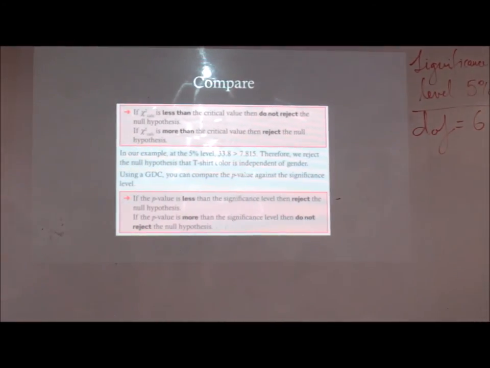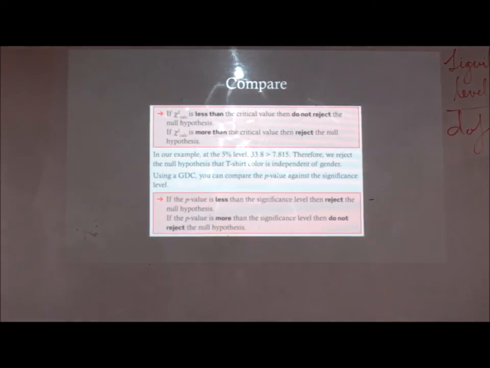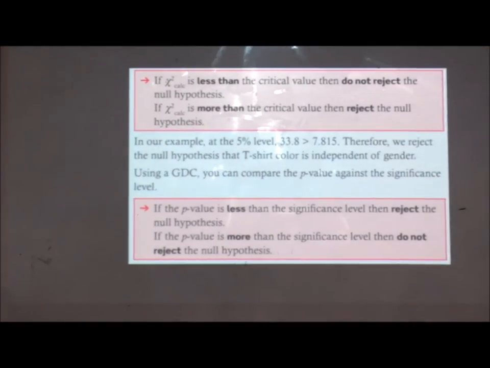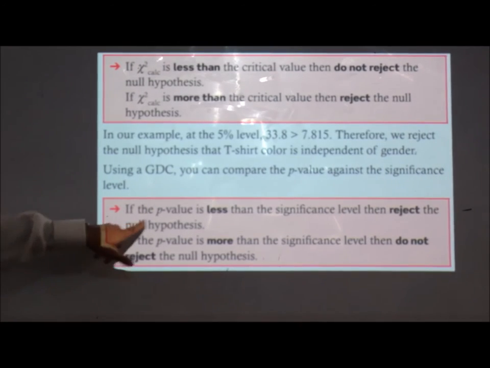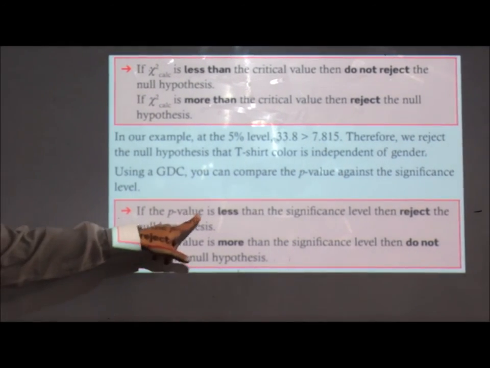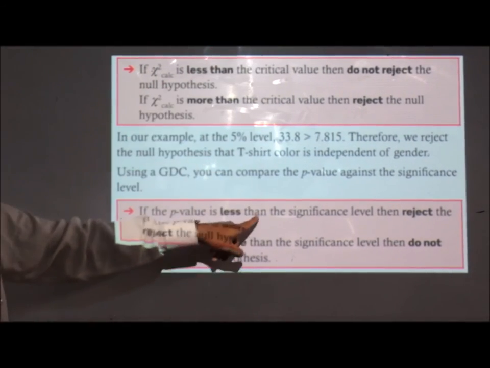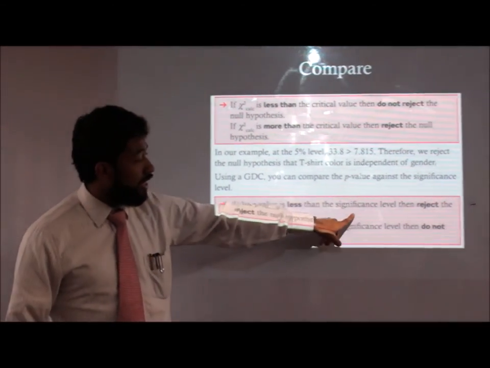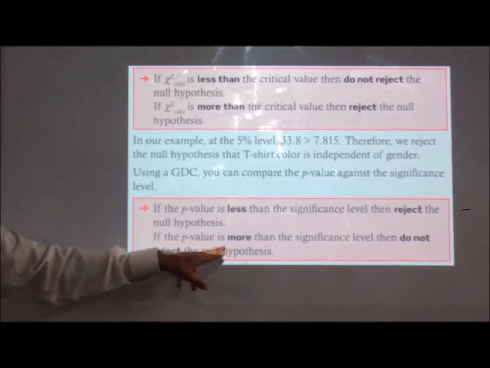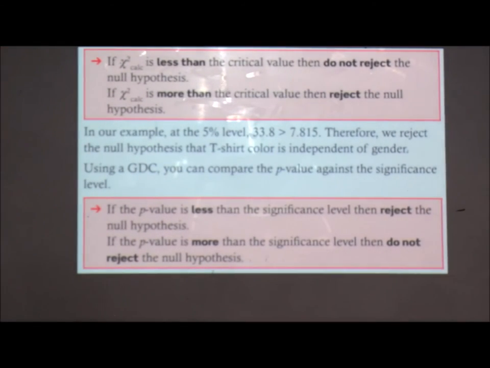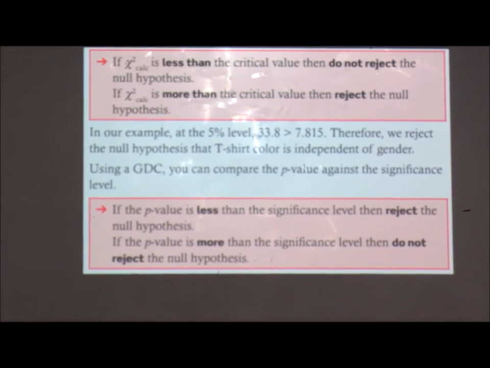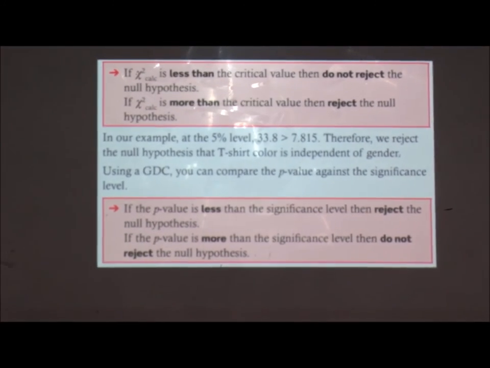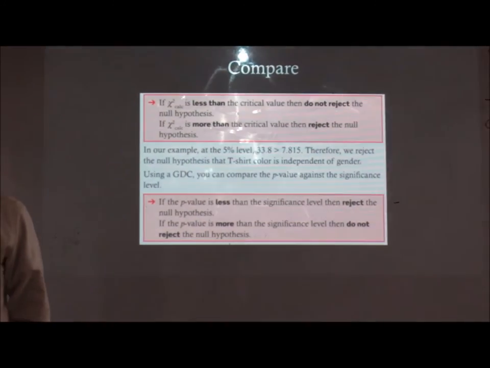Now, the calculator, and we will analyze that in the next class. The calculator produces something named the p-value. The p-value is compared with the significance level, and it has the same property. If the p-value is less than the significance level, you reject. If it is more, you do not reject. In the next class, I'm going to show how to find the p-value by using the calculator.